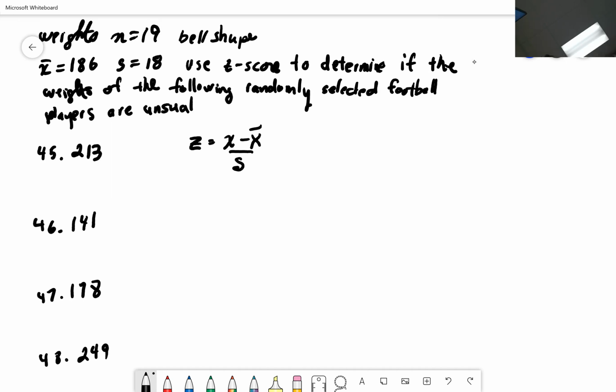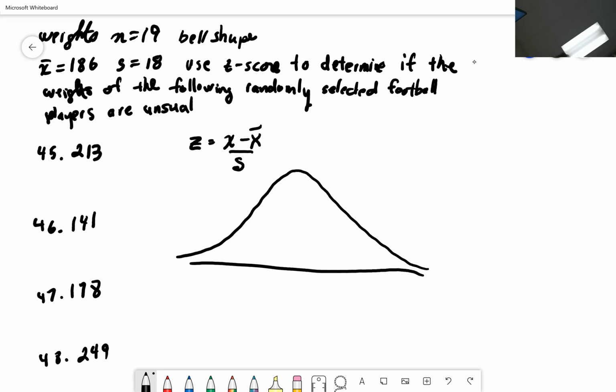So in this case, we have a bell shape, right? And this bell shape is composed of 19 students, high school football players in this case. And it says that the mean x bar is 186 with an s of 18.